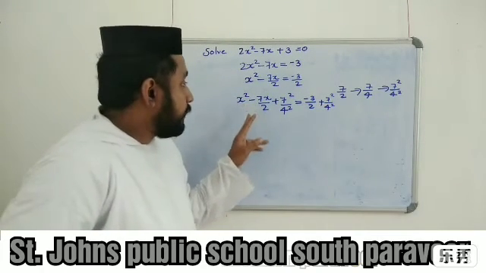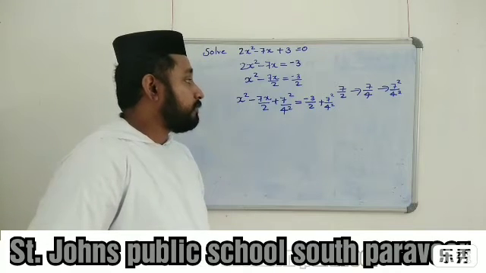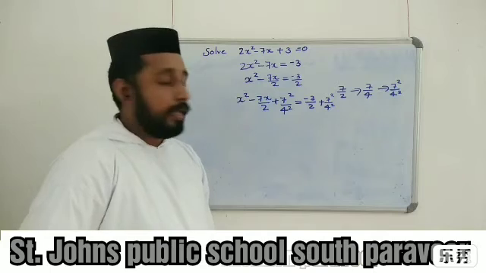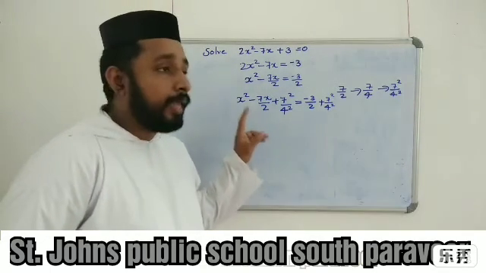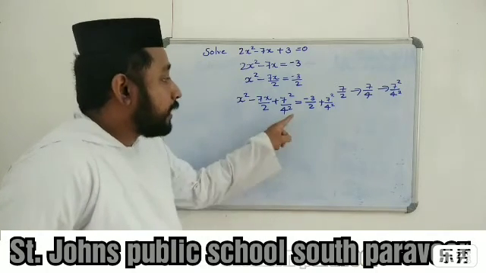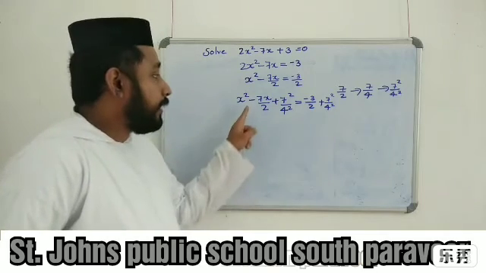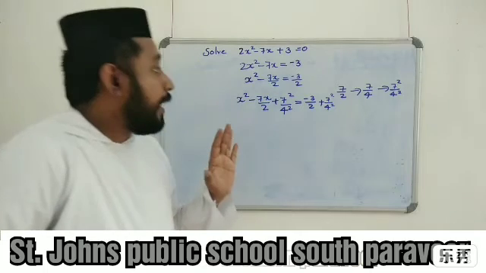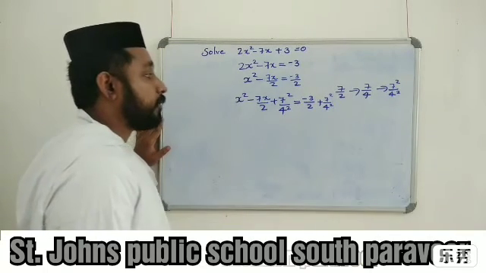So we got x square minus 7x by 2 plus 7 square by 4 square, which is equal to minus 3 by 2 plus 7 square by 4 square. When we look at the LHS, we can understand that this is in the form of (a plus b) all square or (a minus b) all square. Here minus is there, so it should be in the form of (a minus b) all square.